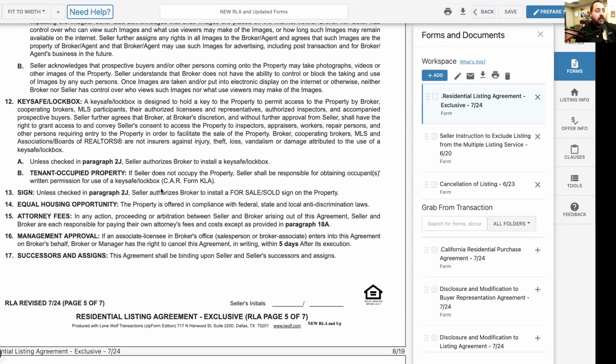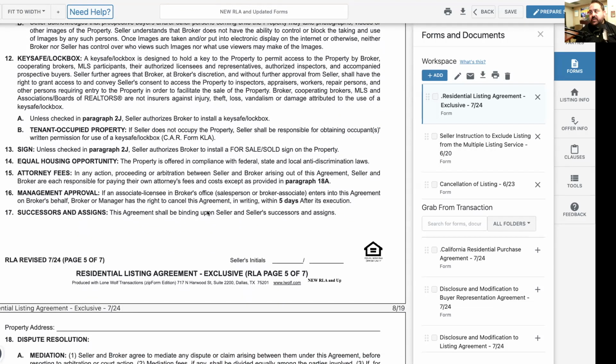Right? It talks about tenant occupied properties with the key safe lockbox, and there's a form, the KLA, that you could use to set the terms with a tenant. It talks about the sign, equal housing, do not discriminate is basically what that's saying. Attorney fees: if there's some issue between us and the seller, or between the seller and the buyer, they're responsible for their own legal fees.